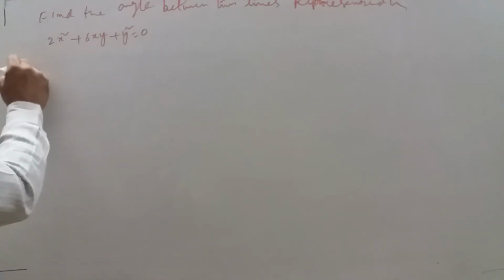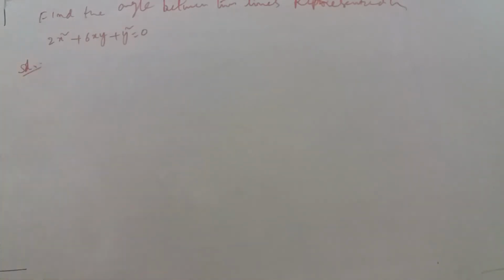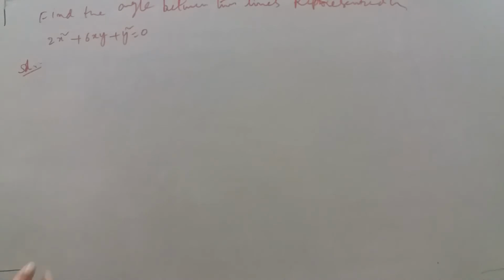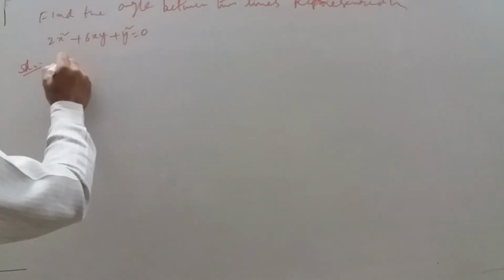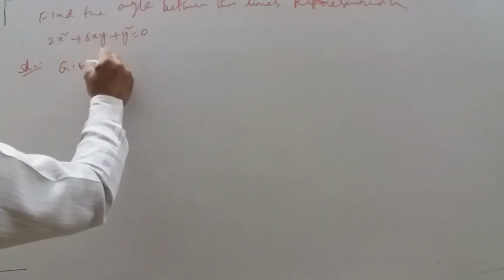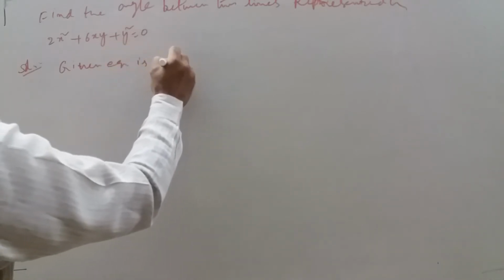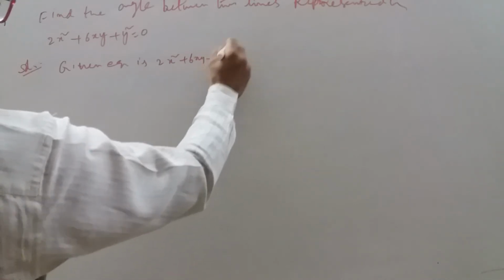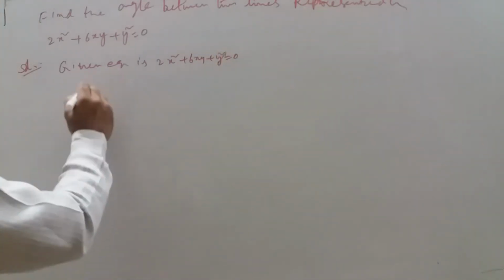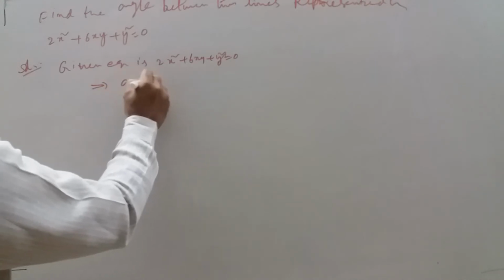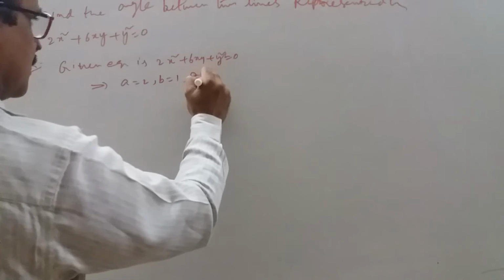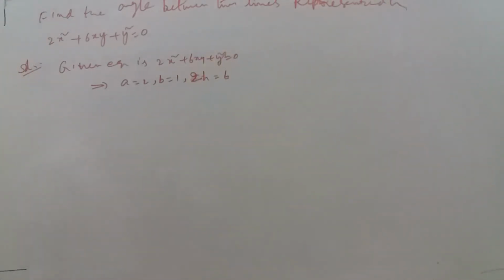Here, solution. Already we did a problem. In the previous problem we took the tan formula. Here we take the cos formula. Here the given equation is 2x square plus 6xy plus y square is equal to 0. That implies a is equal to 2, b is equal to 1, and 2h is equal to 6, the coefficient of xy.